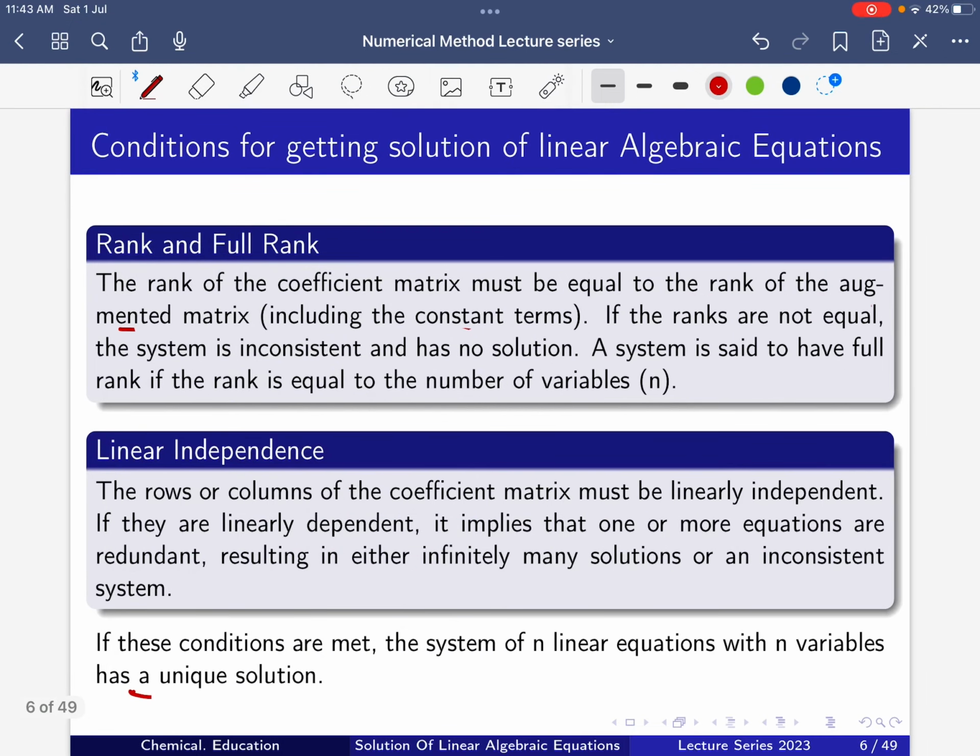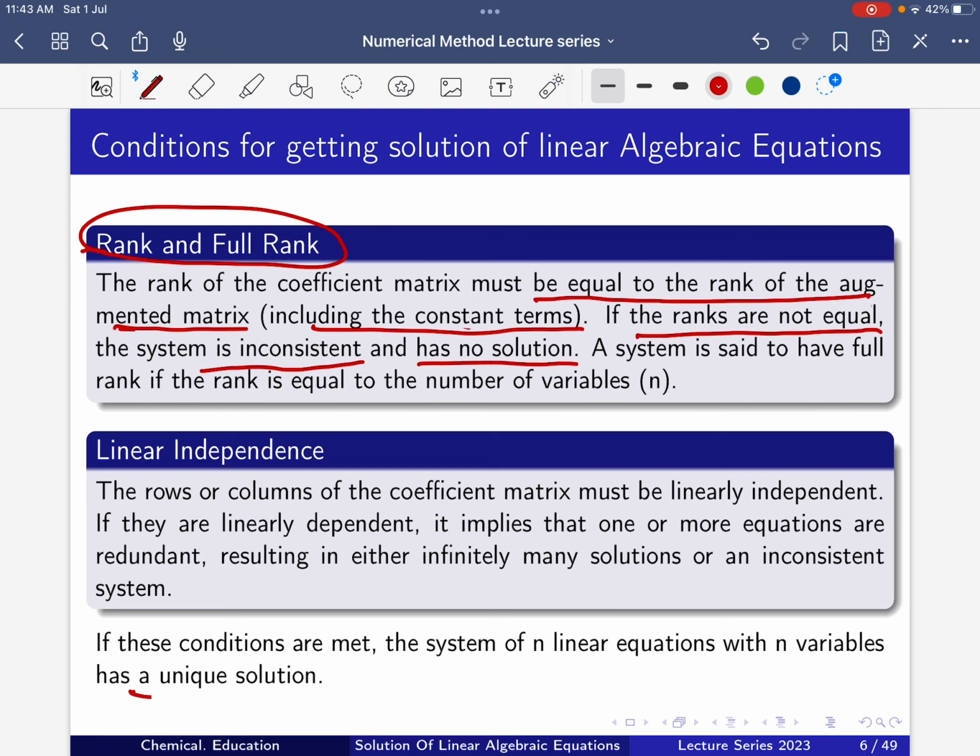Third one, rank and full rank. Rank is very important. I'll discuss later how to calculate rank. I'll give one example and show you how to calculate rank. The rank of the coefficient matrix must be equal to the rank of the augmented matrix. What is an augmented matrix? It includes the constant terms. I'll show you what an augmented matrix is. If the ranks are not equal, the system is inconsistent and has no solution. A system is said to have full rank if the rank is equal to the number of variables.